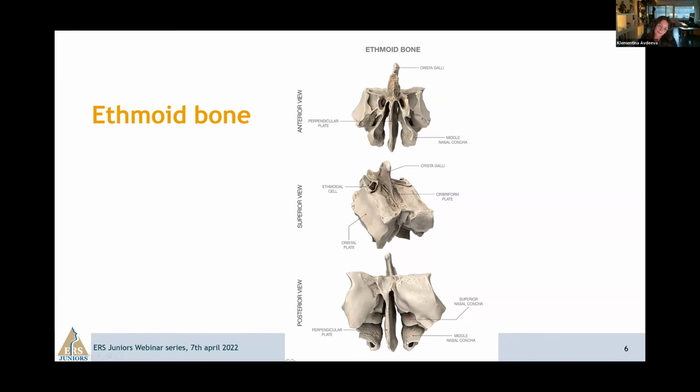Labyrinths are formed by middle and superior turbinates and ethmoid cells. And laterally to each labyrinth, there is an orbit that's formed by orbital plate or lamina papyracea, a thin bony wall.